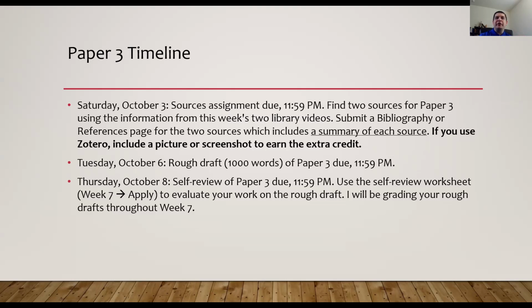Our next deadline will be on Thursday, October 8th. This is a pretty straightforward assignment. It is a self-review. So it's the same principle as the peer review worksheet you did in week 4, I think. It was week 6. One of those weeks. It was at some point in this quarter. As then, you're going to download the worksheet, and that is actually held in week 7 under Apply. And it's kind of like a checklist.